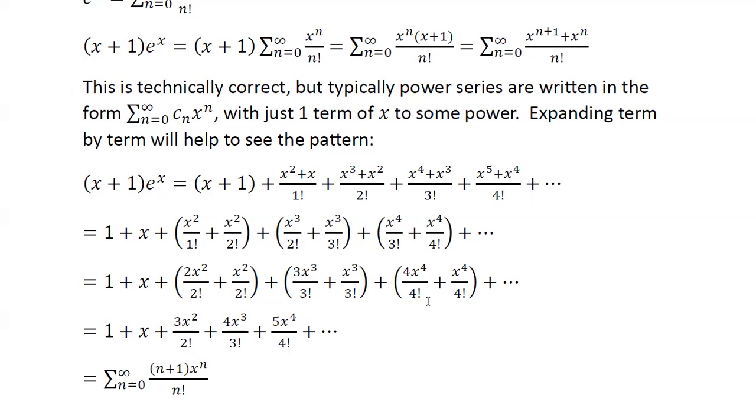Okay. And then since they have a common denominator, we can combine. And once we do, this is much easier to write in this type of form. So we get (n plus 1) times x to the n over n factorial. So this is the quote unquote proper form that you should have.